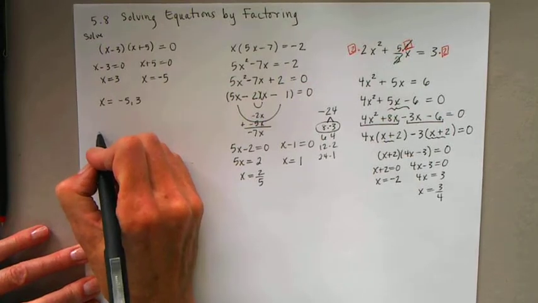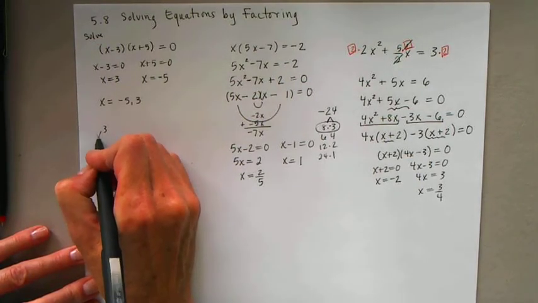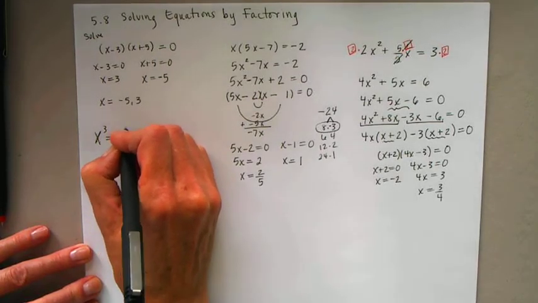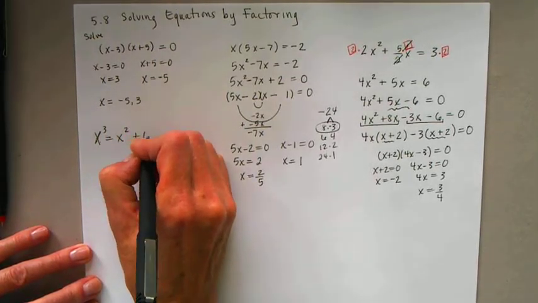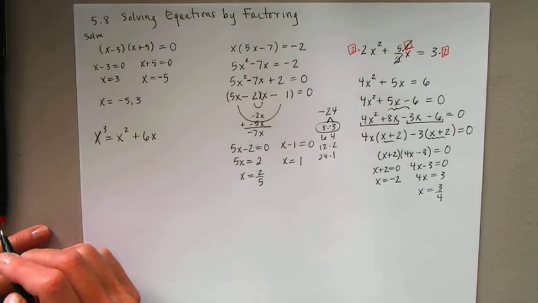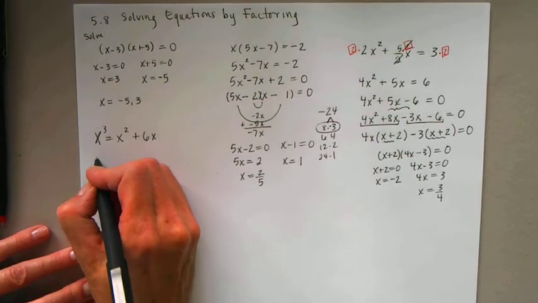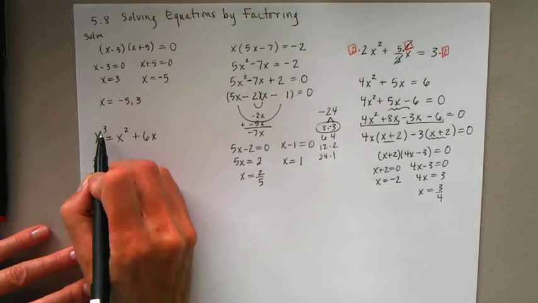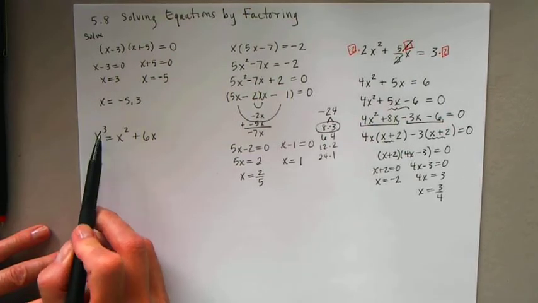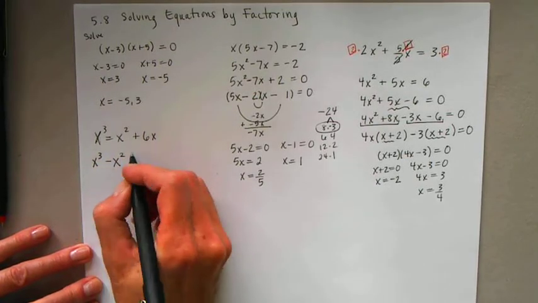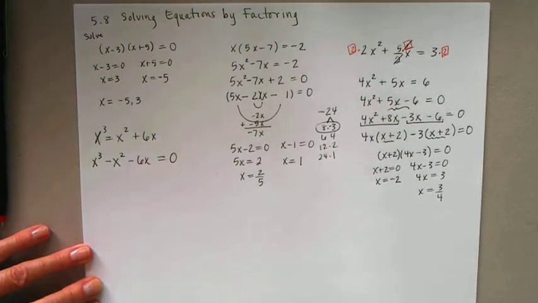Alright, what if I saw this problem? My pen looks like it's running out. Alright, first of all, we know that we have to set it equal to 0. So let's begin by doing that. And we like to factor with our leading term, our highest exponent, positive. So I'm going to subtract x squared, and I'm going to subtract, now it's equal to 0.